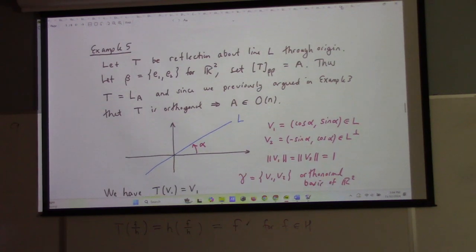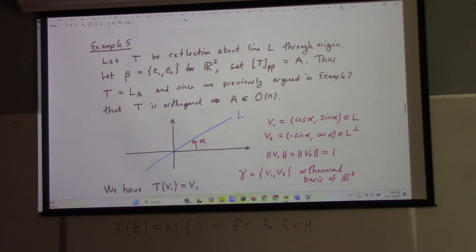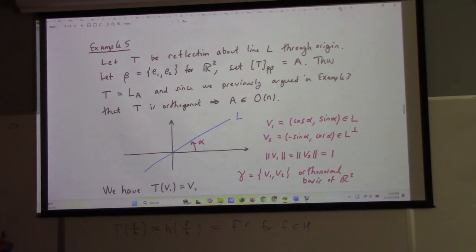Example 5, a little bit more interesting. Suppose we have a reflection about a line L through the origin, and let beta be the usual standard basis. And so I usually just write the matrix of T equal to A. I don't know, the book is doing all this fancy stuff, but whatever. So T is left multiplication by A, right? And since we previously argued in example 3 that T is orthogonal, it means that A must be an orthogonal matrix. The matrix of an orthogonal transformation must be orthogonal.